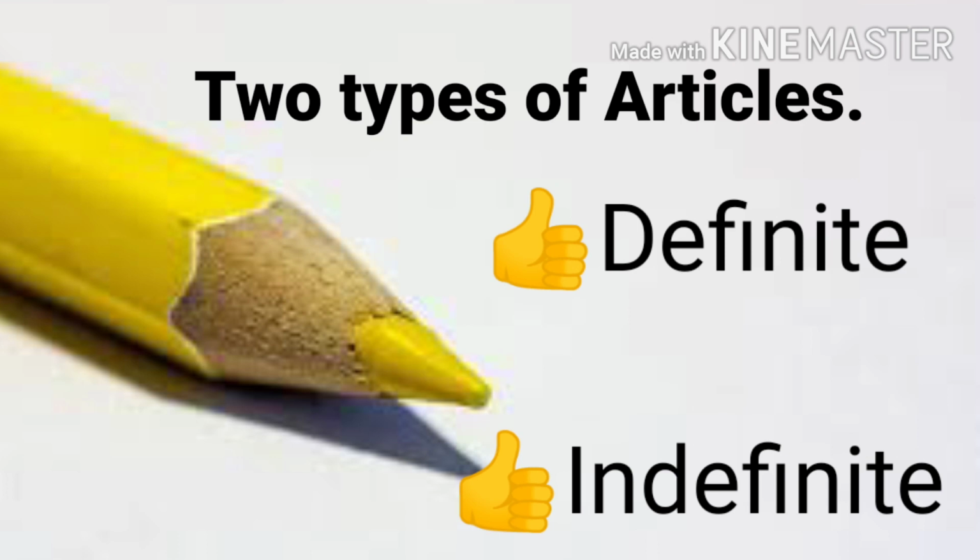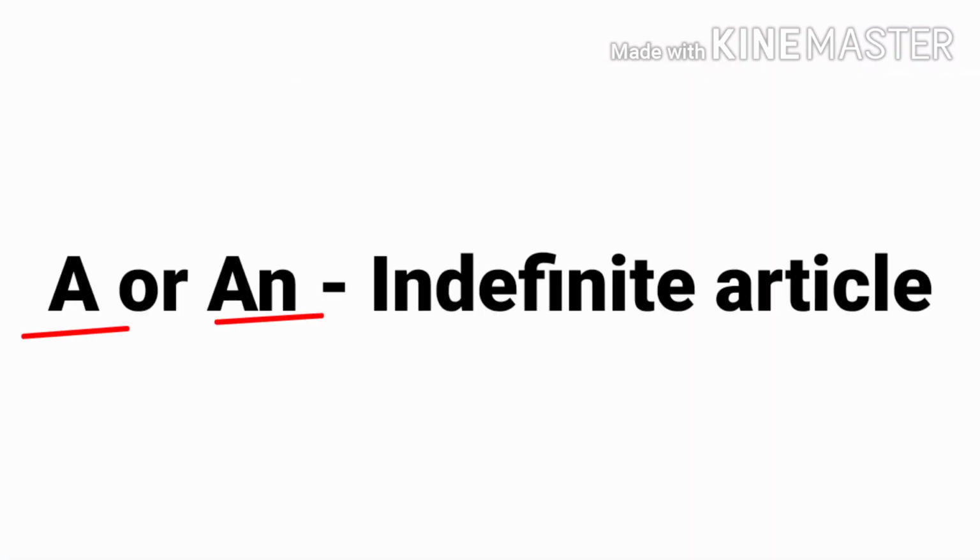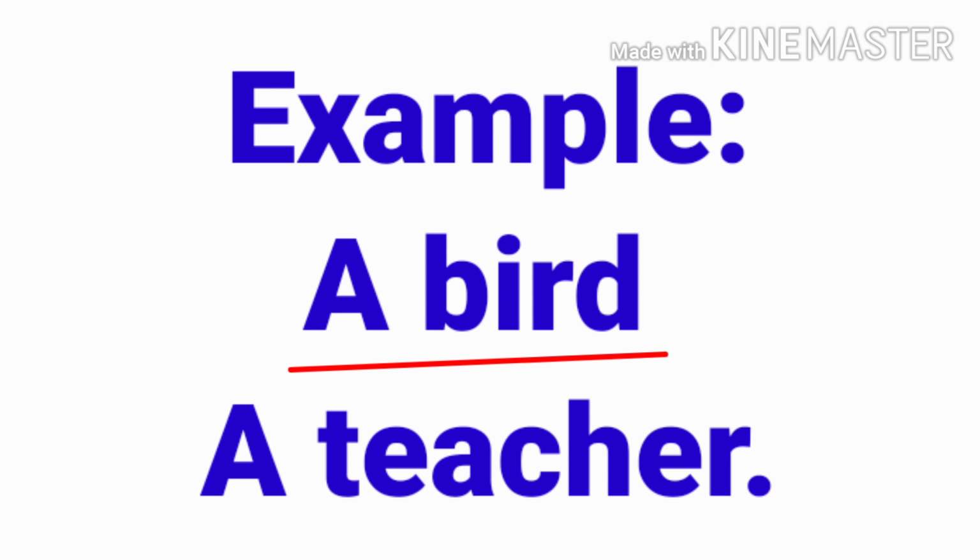And you know, students, there are two types of articles in English. They are definite and indefinite. A or an is called indefinite article. Do you know why? Because it leaves indefinite the person or thing spoken of. They don't identify the noun. Here you see the example, a bird. It may be any bird. The bird is not familiar to the speaker.